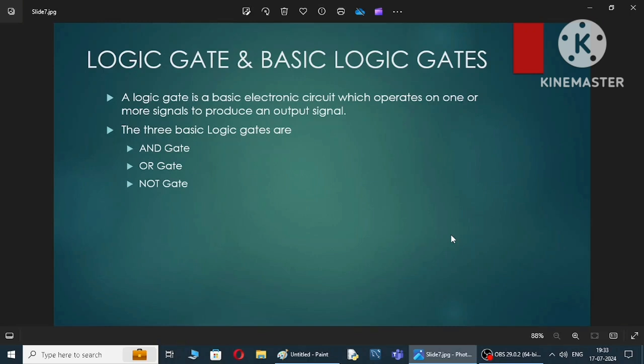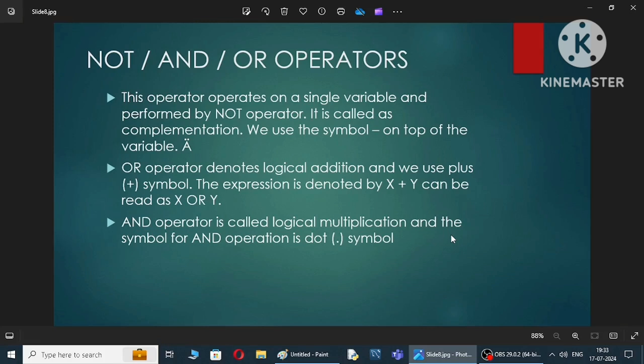So first we will learn three basic logic gates: the AND gate, OR gate, NOT gate. These are very basic for circuits. Okay. So how does a NOT gate work? A NOT gate works exactly opposite to the input given. Suppose you give an input as 1, the output will be 0. You give an input 0, the output will be 1.